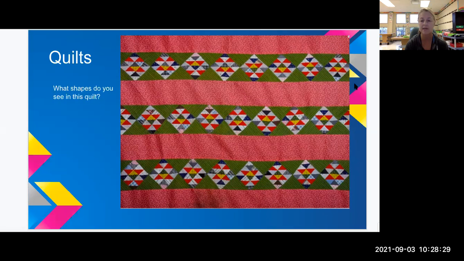And again, this is made out of different pieces of material. Each one of these different colors is a different kind of material that has all been sewn together to create this cozy little blanket. Quilts were often used, they're still used today, but they were often used in the past to make bedspreads and such for warmth.